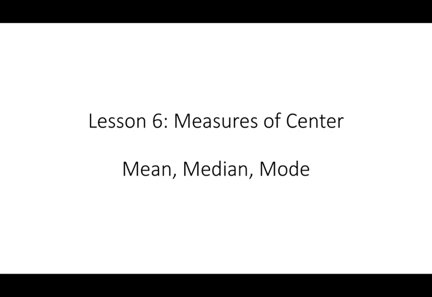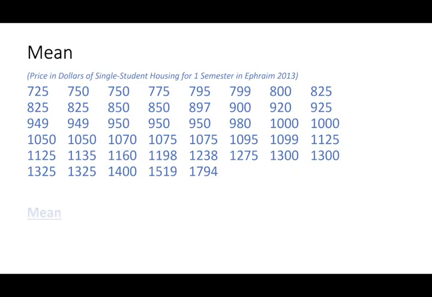In this first part, we're going to talk about the three main measures of center: the mean, the median, and the mode. You've probably heard these before. Let's get into it with an example here.